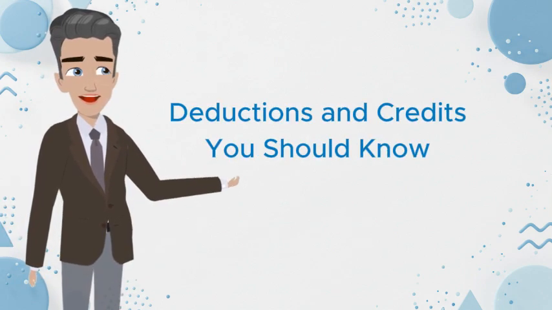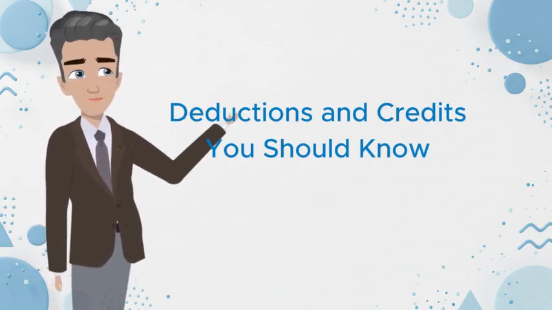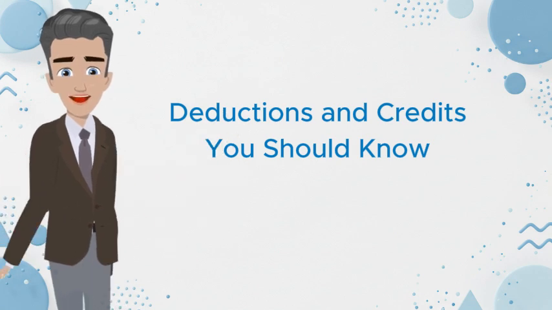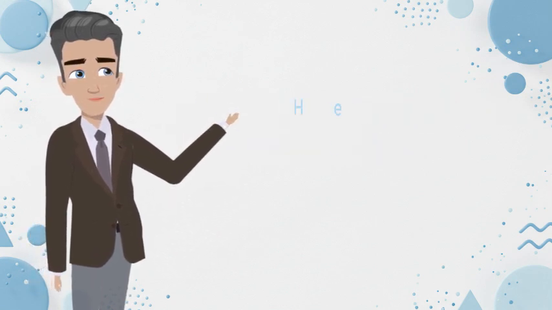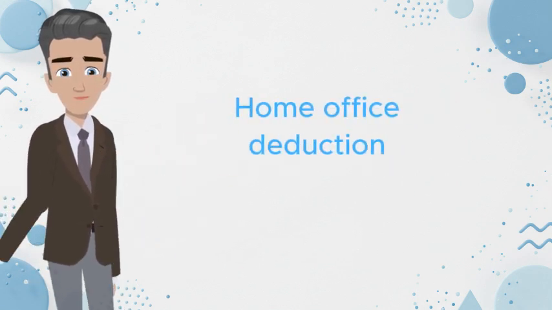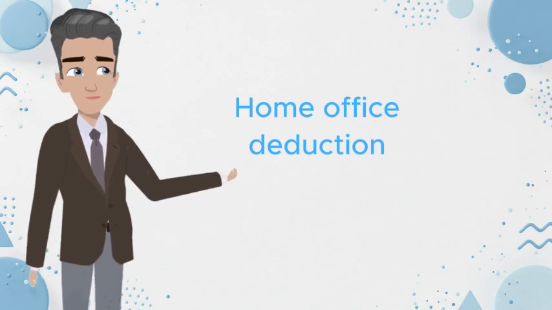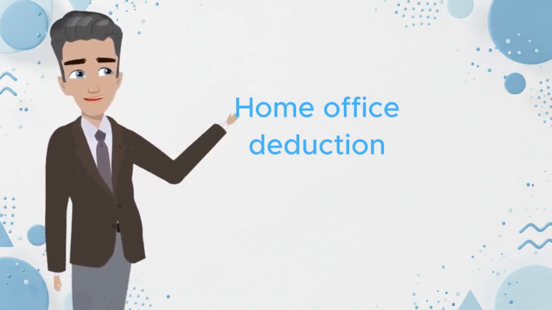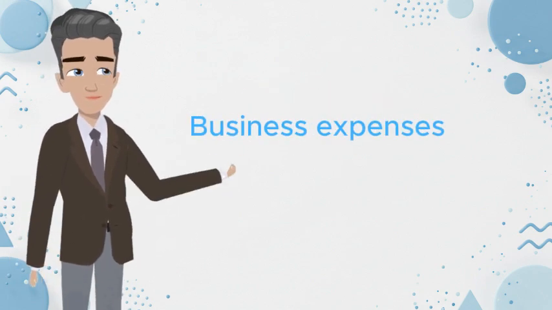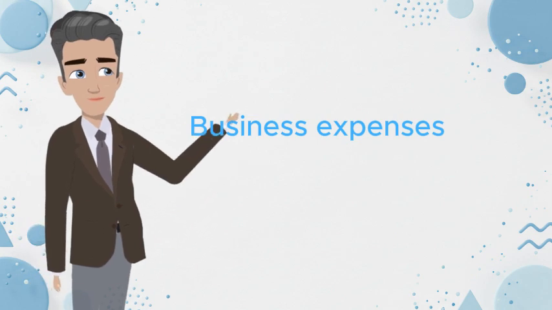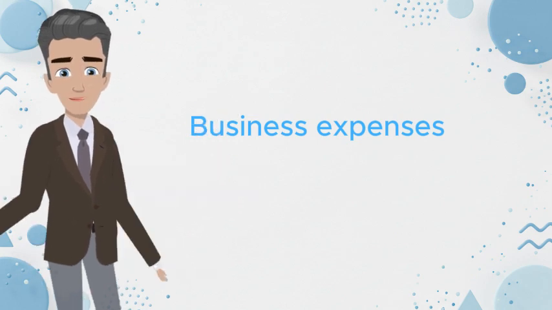Deductions and credits you should know. Deductions and credits are powerful tools that can significantly reduce your tax bill. Here are some key ones you should know. 1. Home office deduction. If you use part of your home exclusively for business, you may qualify for this deduction. 2. Business expenses. Deduct costs like supplies, travel, marketing, and equipment.